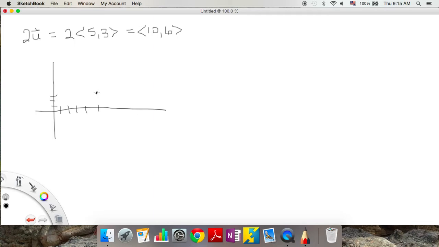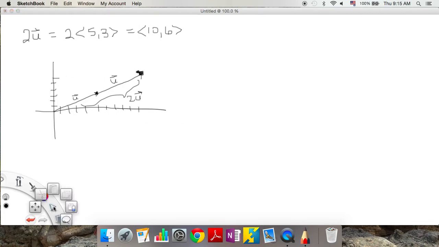We've got u here. So to have 2u, we just need to put another u on top of there. So we just go over 5 and up 3 again, and we get this new u, so that the whole thing together is 2u, which is our 10, 6.